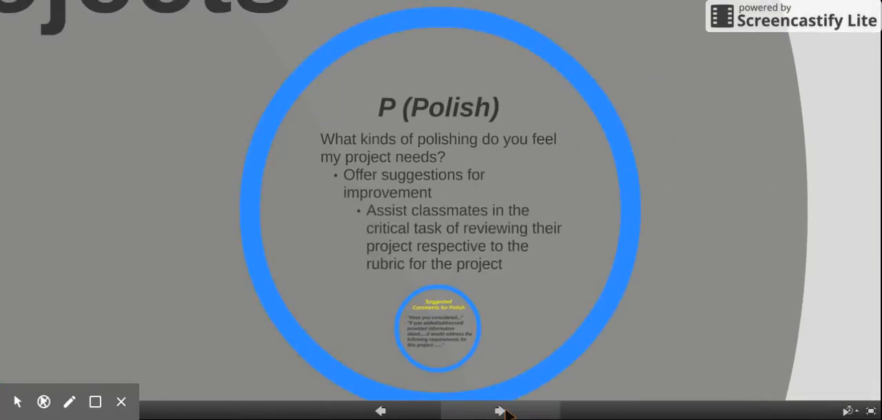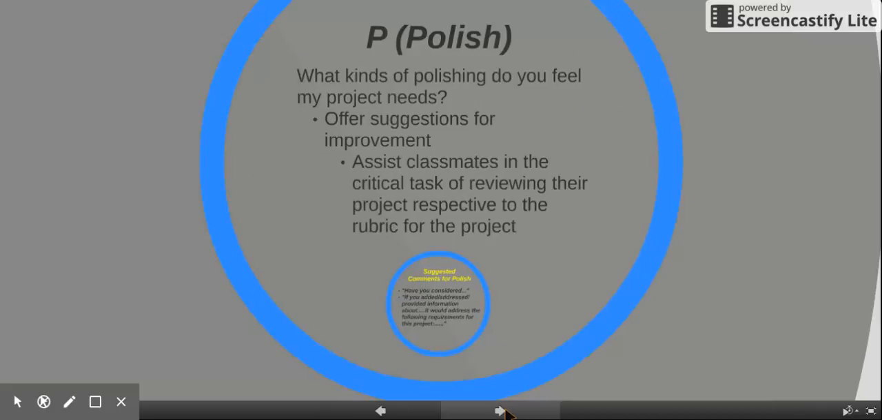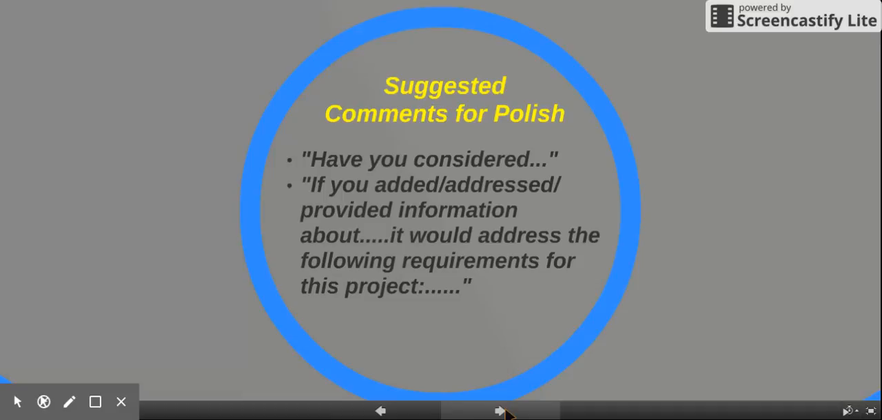The third and final component is P, polish. This piece provides the reviewer an opportunity to provide the creator of the project with some suggestions on how to improve the project. This piece is crucial, as it assists the developer of the project in the critical task of reviewing the project with respect to the rubric. Some suggested comments for polish include, "Have you considered?" or, "If you added, addressed, provided information about blank, it would address the following requirements for this project."